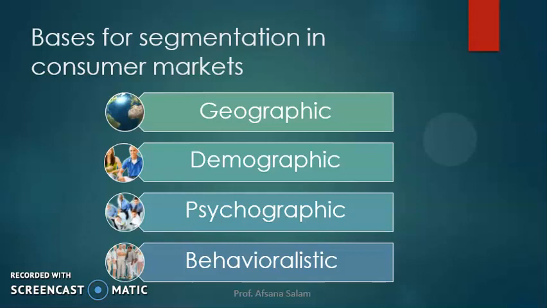Here we have something called different types or the different bases for segmentation in the customer market. In another video, you'll find only 3 types of market segmentation. In this, you have 4 different types of market segmentation. So this is the updated one. Okay, so you can go with this: geographic, demographic, psychographic, and behavioralistic. So these are the 4 different types of market segmentation, depending on the customer needs.